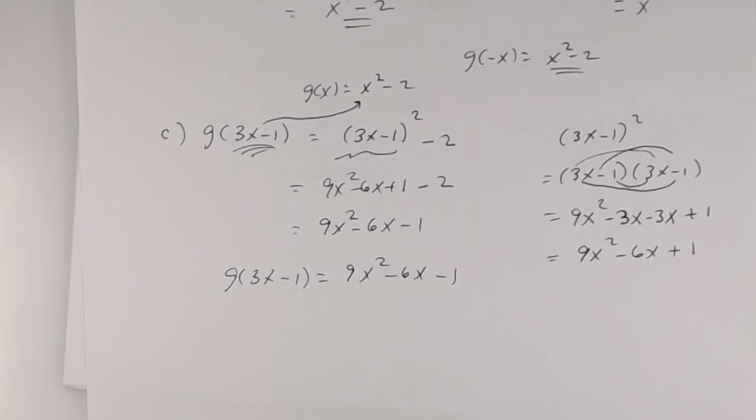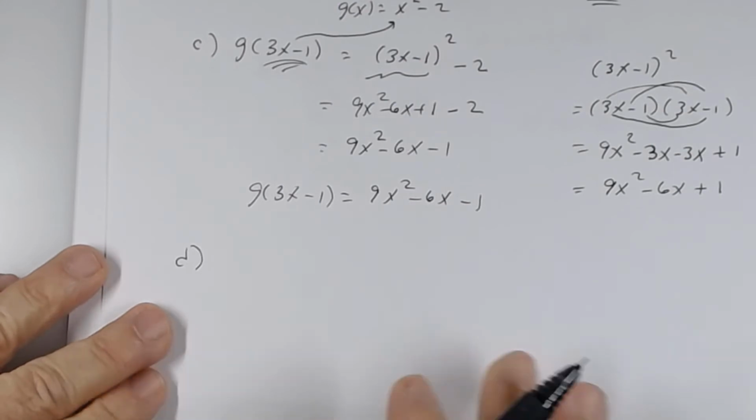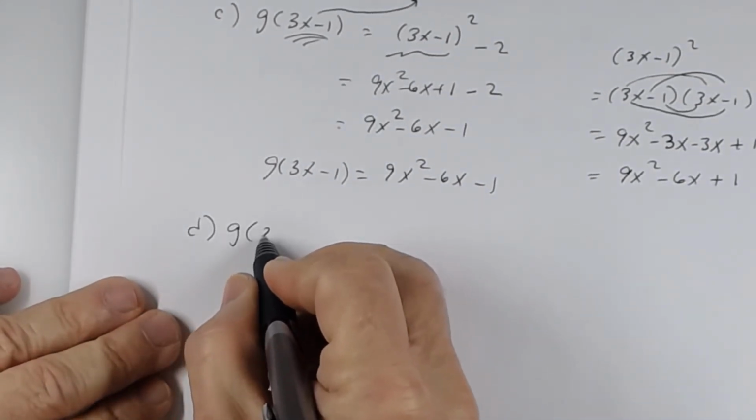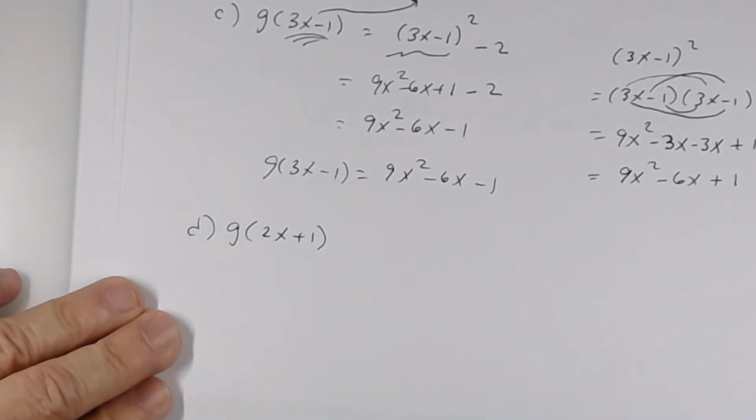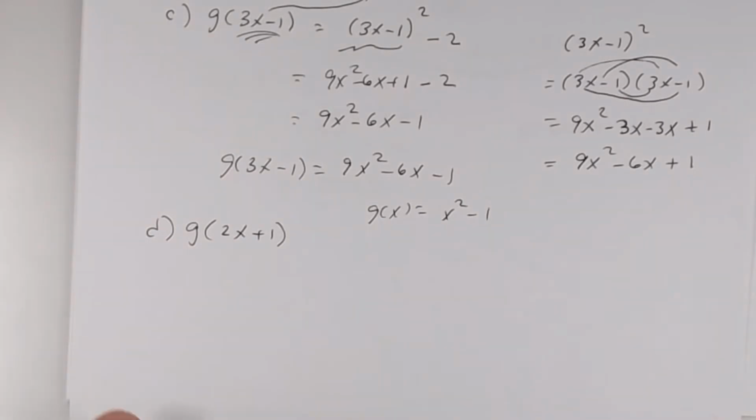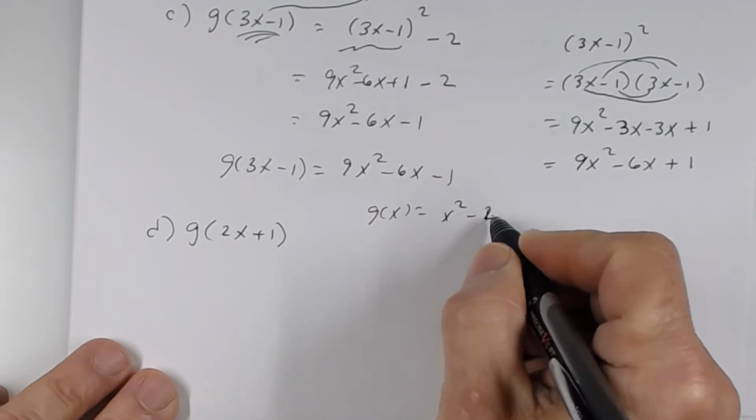All right. So let's look at D. Suppose you want to find g of 2x plus 1. All right, now let's see how far you can get in about 1 minute. Now, you're not going to get it done in 1 minute, but let's see how far you can get in 1 minute. Oh, I'm doing the wrong one. I'm sorry. Thank you. All right.